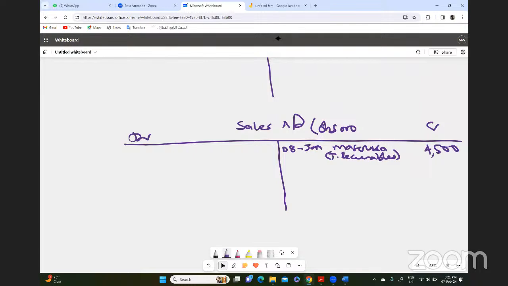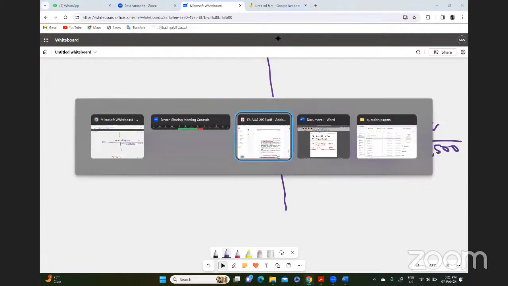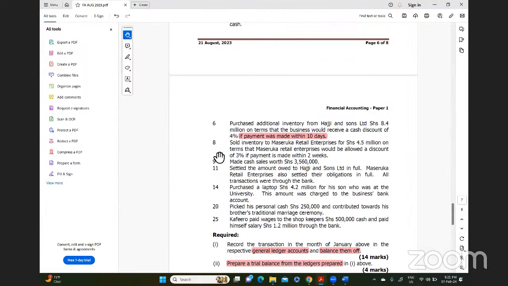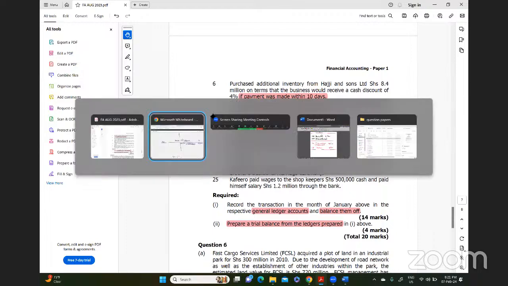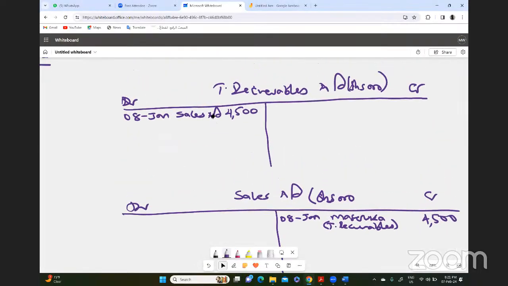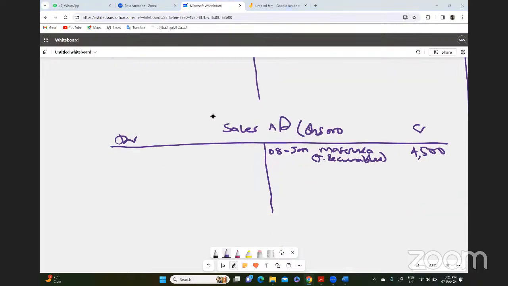Okay. So that is on 9th, not so? We finished 8th, not so? And I think we completed the double entry, sales and then trade receivables, yeah. So we go to 9.